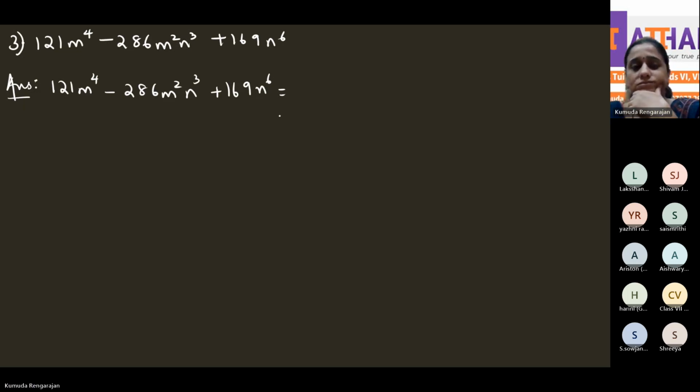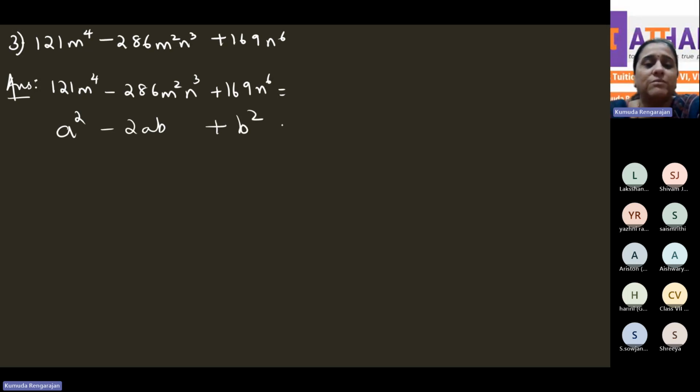Ready? Okay. So now again we have three terms. The first and the last terms are positive, while the middle term is negative. So this may go with a square minus 2ab plus b square. I'm saying may because we need to check the middle term. In the identity a square minus 2ab plus b square, we also have three terms. The first and the last terms must be perfect squares.